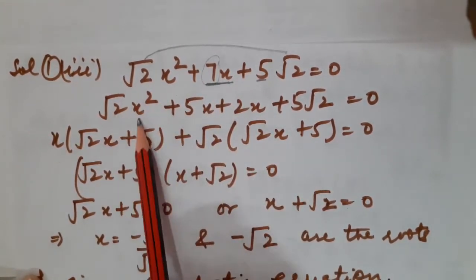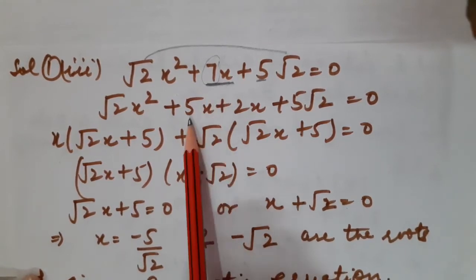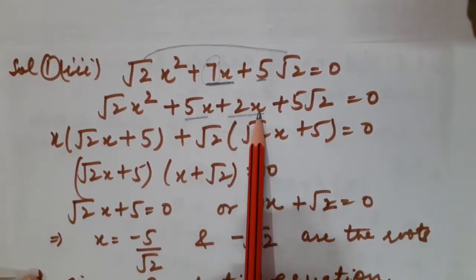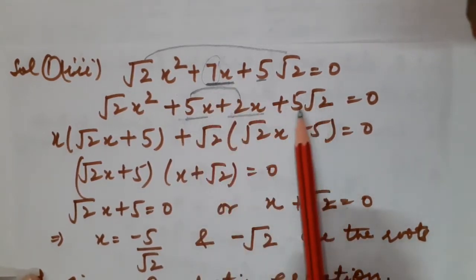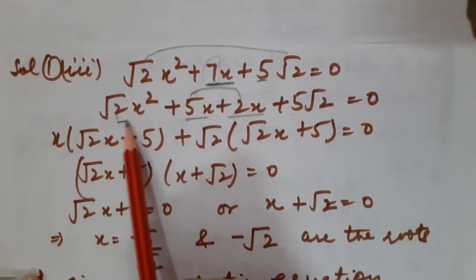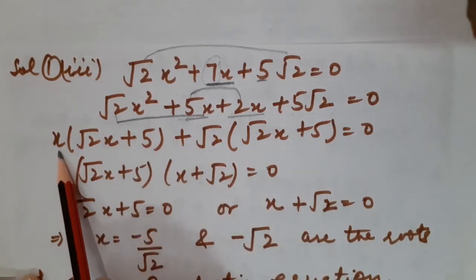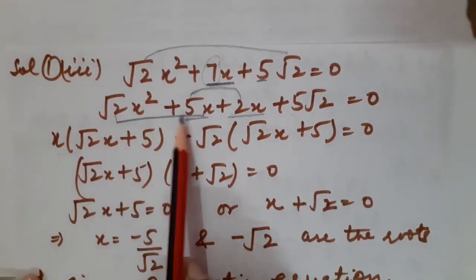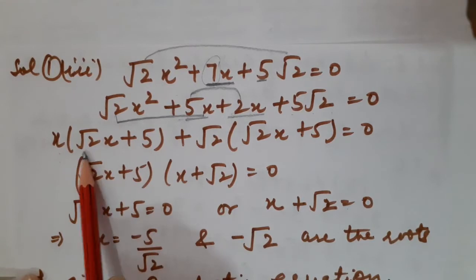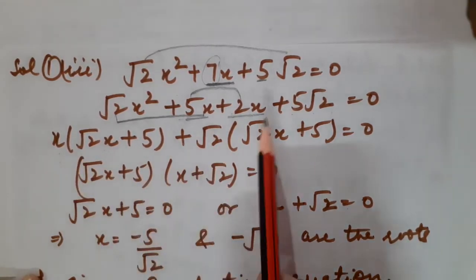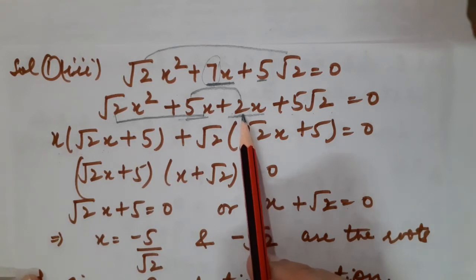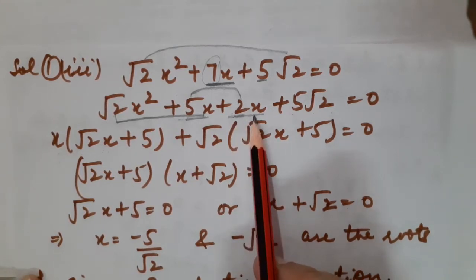So root 2x square plus, I have split it, 5x plus 2x. Check. 5 into 2, 10, and 5 plus 2, 7. Plus 5 root 2. From these two terms, I am going to take x as common because nothing else can be taken as common. Inside the bracket, it would be left root 2x plus 5 plus, here, can I write 2 as root 2 into root 2? Yes, of course.